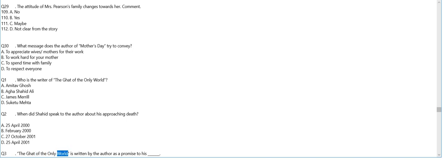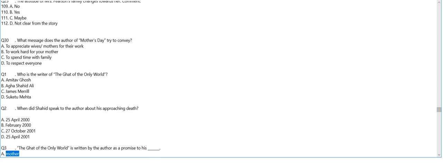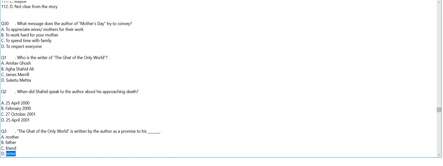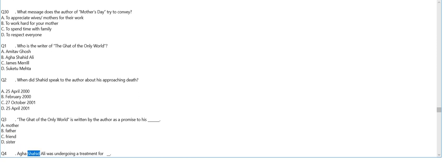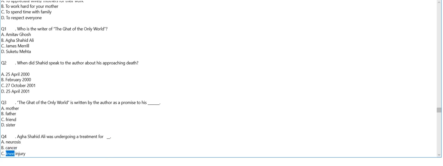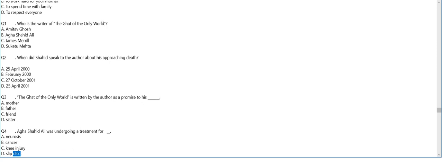Q3. The God of the Only World is written by the author as a promise to his _____. B. Father. C. Friend. D. Sister. Q4. Aga Shahid Ali was undergoing a treatment for _____. A. Neurosis. B. Cancer. C. Knee injury. D. Slip disc.